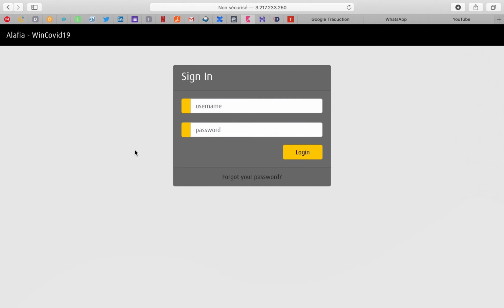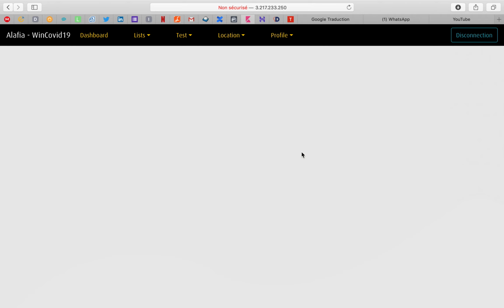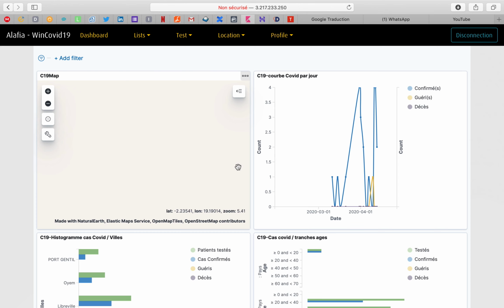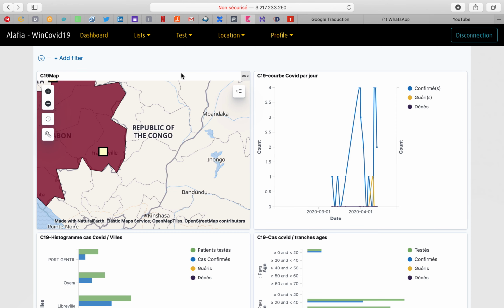Let's now try to log in into the back office and see how it looks. We can never say it enough, ladies and gentlemen, our system is very flexible and can adapt to any technical or strategic requirement if that is the wish of the partner countries. Okay, we are now connected and we can see that our back office has 5 different menus, from dashboard to profile.